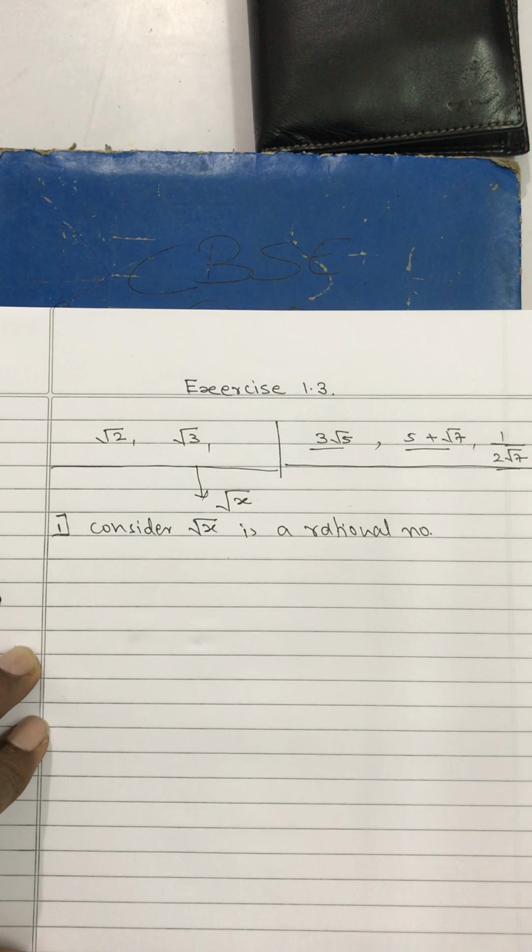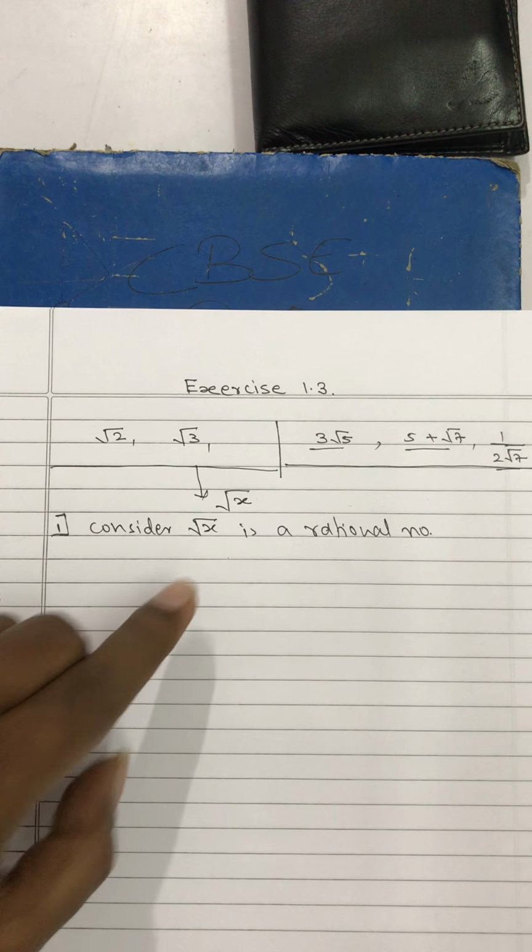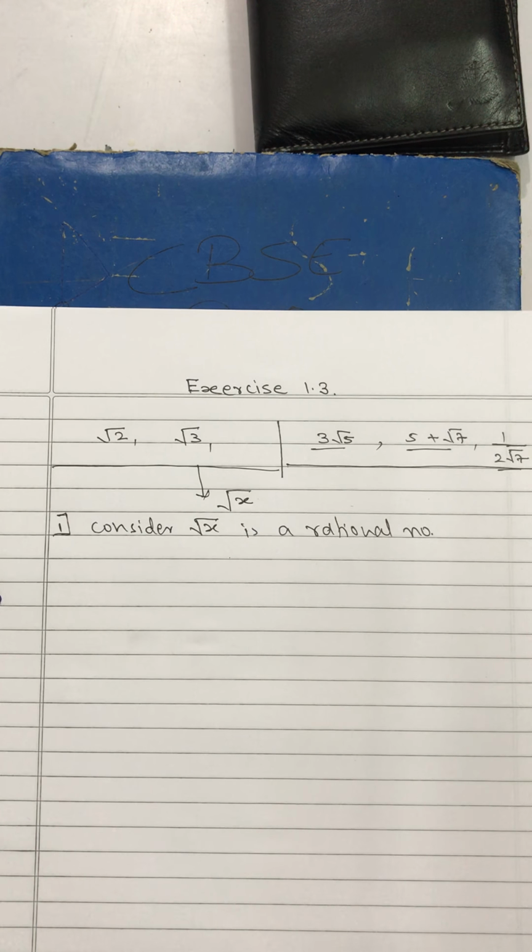So, if you have gone through the basics of the lessons, you will know that the difference between a rational number and an irrational number is that a rational number can be written in the form of a fraction, whereas an irrational number cannot be written in the form of a fraction. And exactly that is what we will be taking advantage of. Because root x is a rational number, I can write it in the form of a fraction.